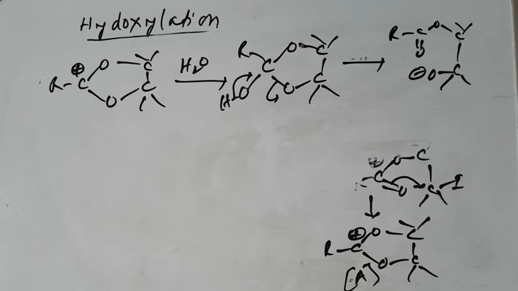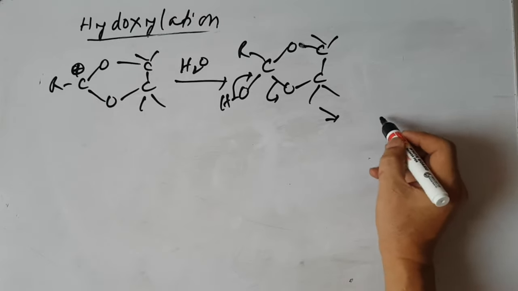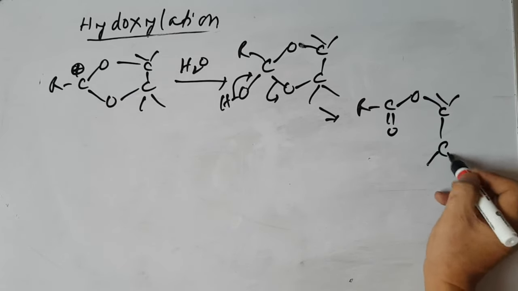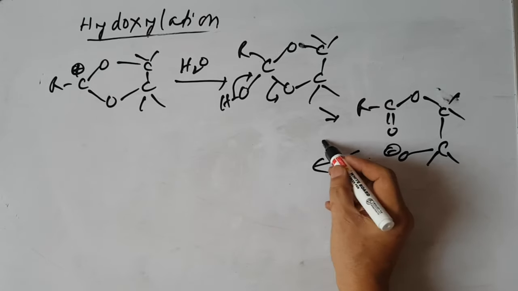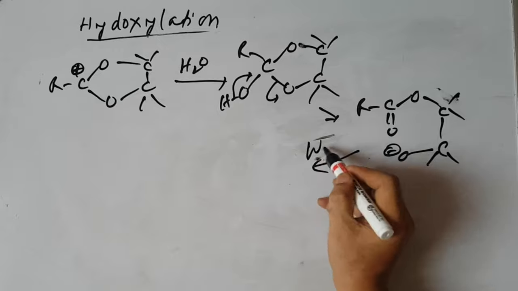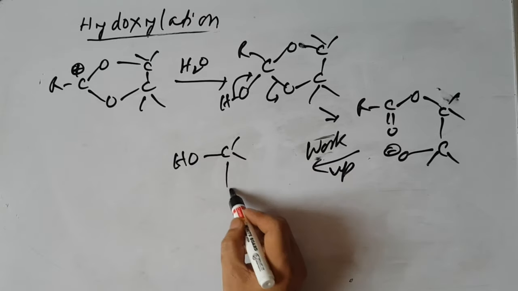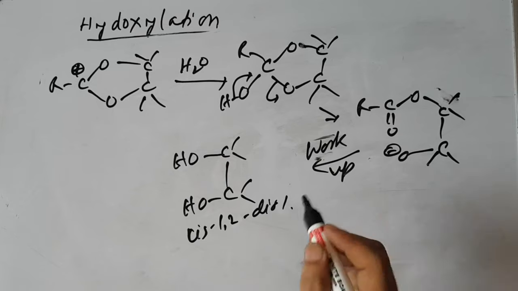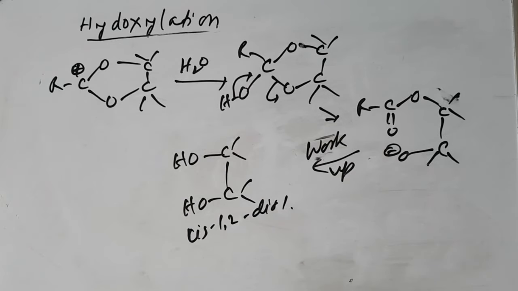So I'll write it down here. First, open this one. It gives R, C, double bond O, then O here, then this carbon, then this carbon, and then we have O negative here. Then by hydrolysis, or work up in water, this is converted to OH, and here also converted to OH. So you got a cis 1,2-diol. This is the third method of hydroxylation. In presence of water, the reaction is known as Woodward-Prevost hydroxylation.